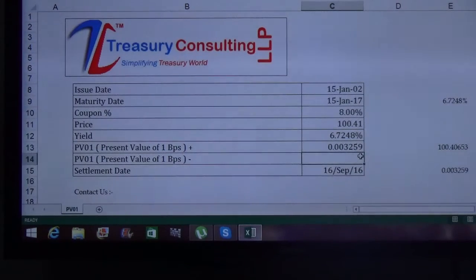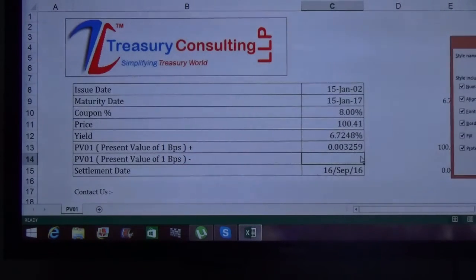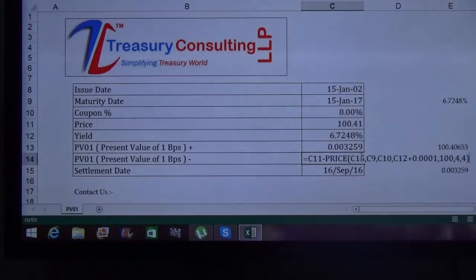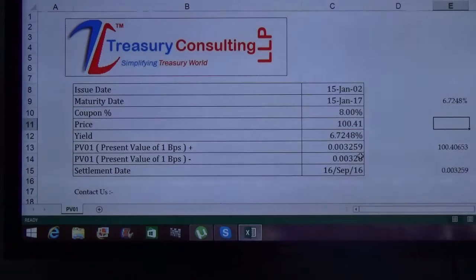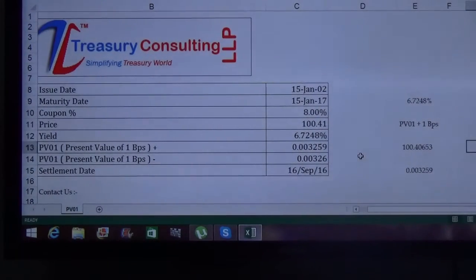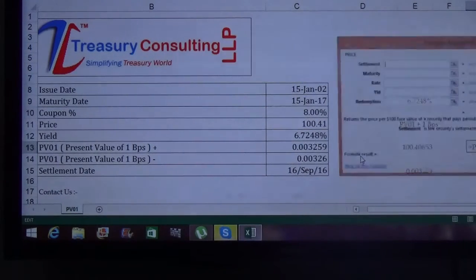Same way we will calculate if the yield would get down by 1 bips. How we would calculate? Now I am going to write PV01 plus 1 bips. Now here I am going to calculate for minus 1 bips. First I am going to use the formula of the price. I will say control A.